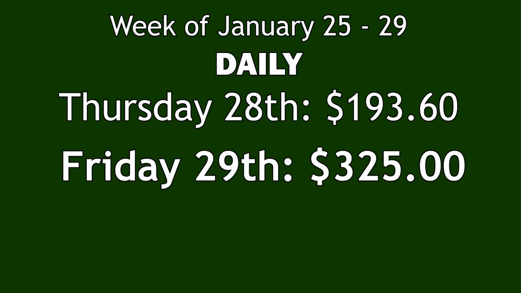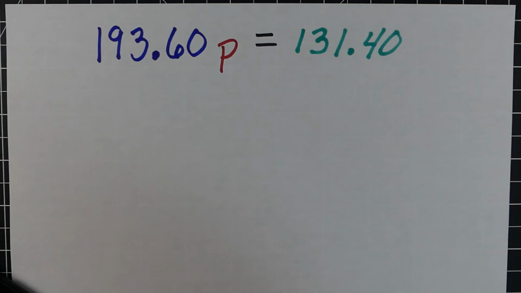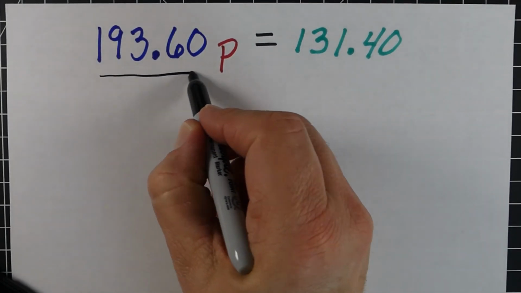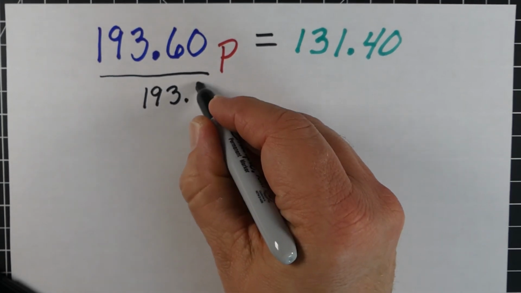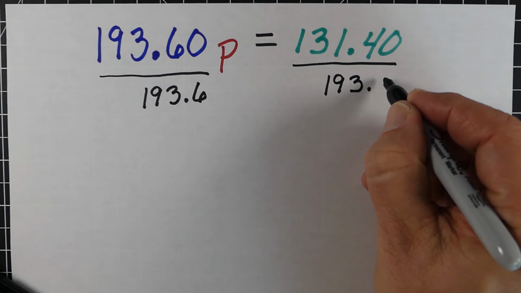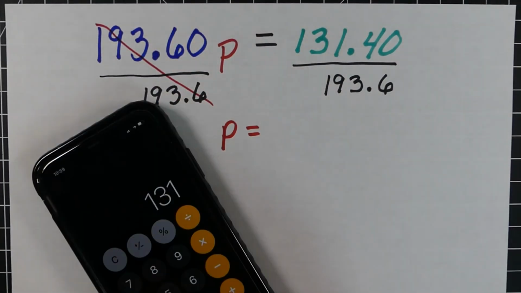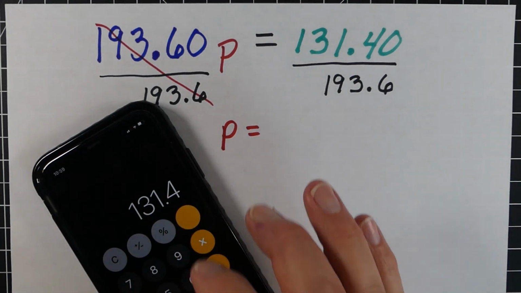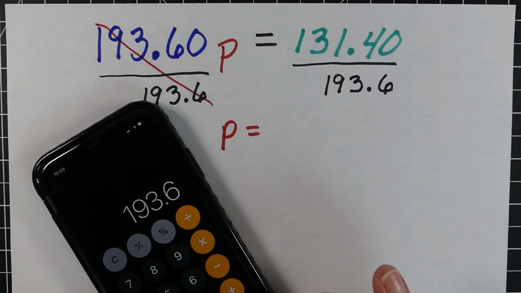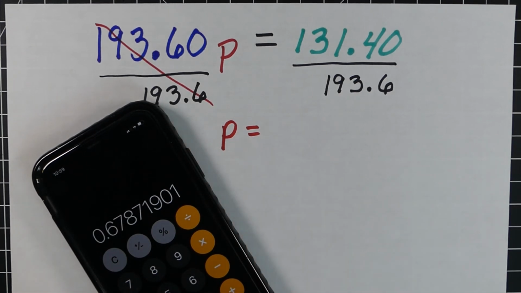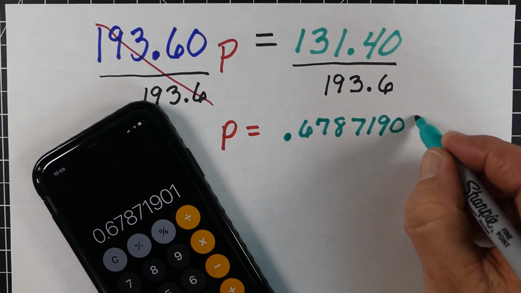Now, the last day of the week, it rebounds from 193 back up to 325. So that's an increase of $131.40. We divide both sides by the 193.60 because that's what it was Thursday before it became Friday. When we divide both sides, on the left, we're going to be left with our variable P. On the right side, again, taking the 131.40 divided by 193.60, we end up with 0.6787 and so on. Again, multiply it by 100.